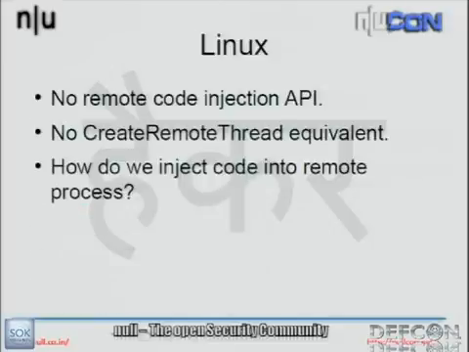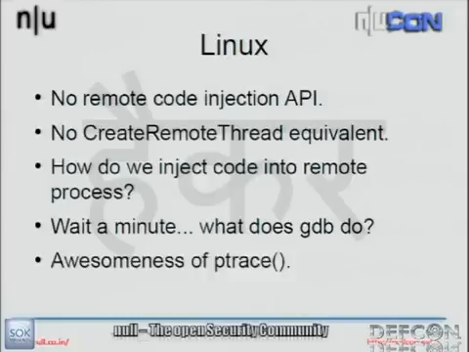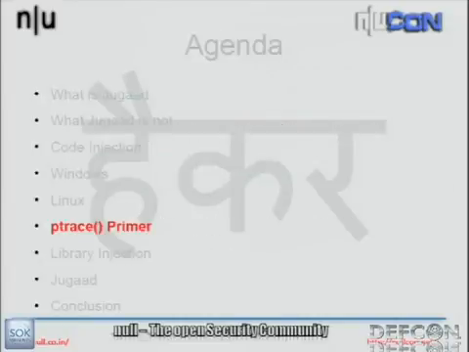Okay, so on Linux, there's no equivalent API. So the question is, how do we inject code into a remote process? The first thing that obviously comes to mind is a debugger. How does a debugger inject code or do memory operations? How is the debugger able to access memory inside a remote or traced process? How is it able to change the values of variables? So the answer is simple. It uses the ptrace API, which is provided by most of the Unix platforms.